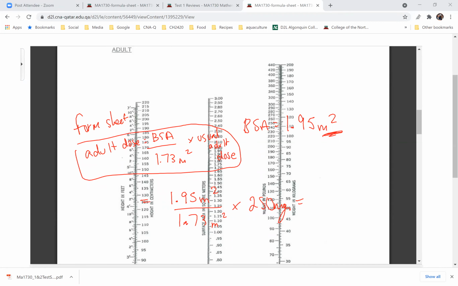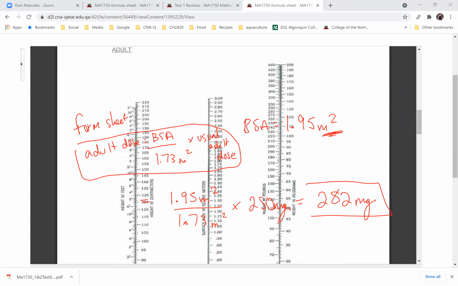So I'm going to multiply this together. Okay, and I'm going to get the answer of 281.7 milligrams. So I'm just going to say 282 milligrams. Keep it simple. You know, don't need perfect decimal places.